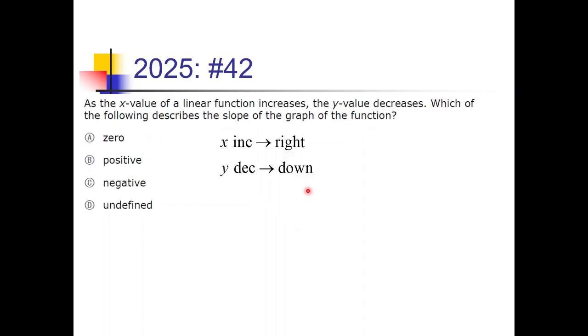If the y value is decreasing, now we're moving in the negative direction of the y-axis, which basically means moving down. So if we have a function that is going right and down at the same time, that's like this direction here, that's going to be a negative slope. So choice C.